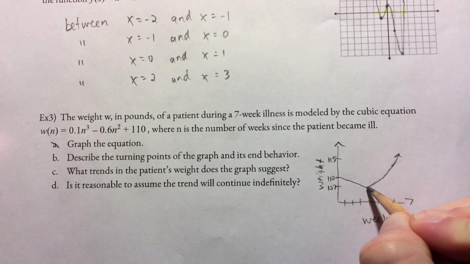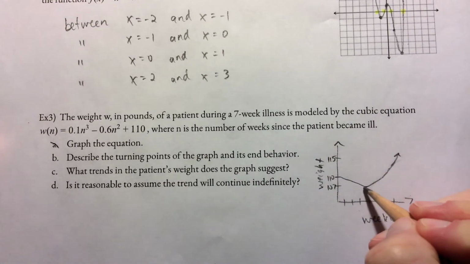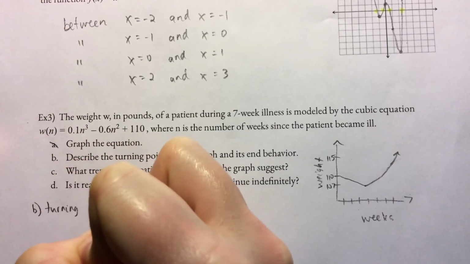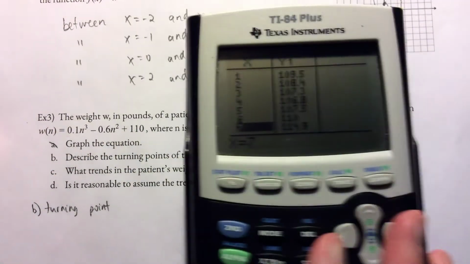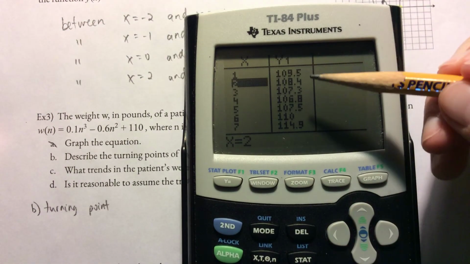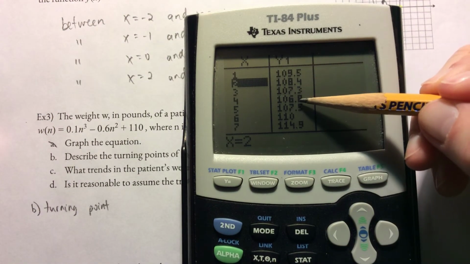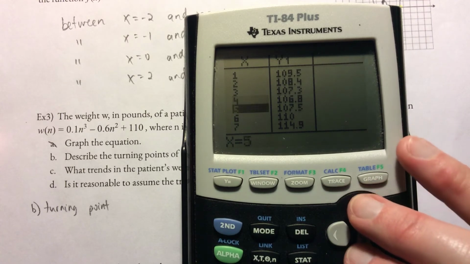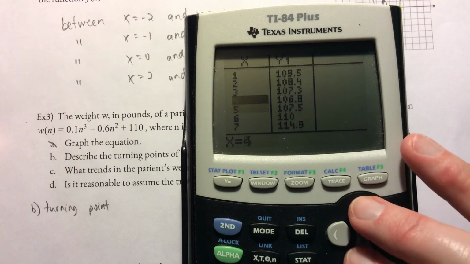So the turning point would be right here. And let's look at where that turning point was. We were going from 108, 107, 106, back up to 107. So it's in between week 4 and week 5. We have a turning point because it's going down and then it's going back up.